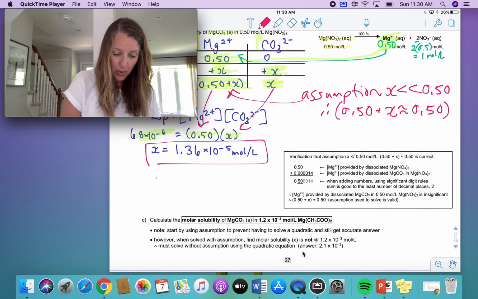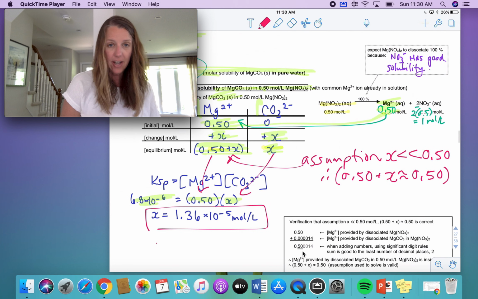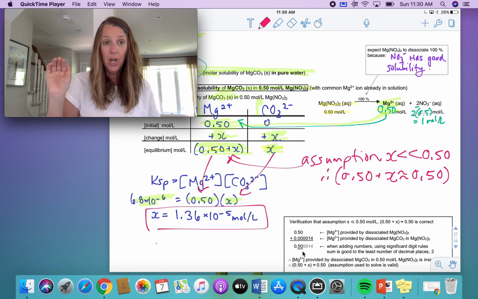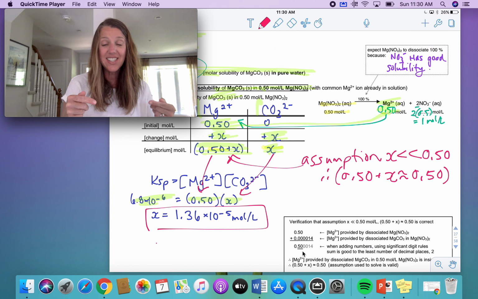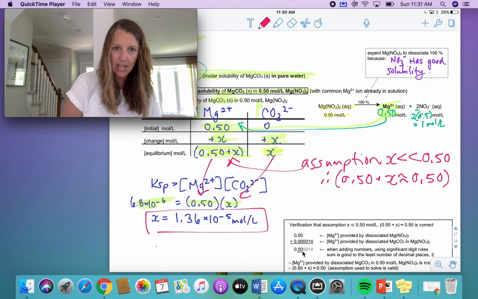Here we go. So what do we do with these values? We calculated the molar solubility in water. We calculated the molar solubility in a solution with a common ion. Now let's compare those two values. Does a solution make it less soluble if you have an ion already there and accounted for? Let's compare, okay? So what are we comparing? Can you see those two values?